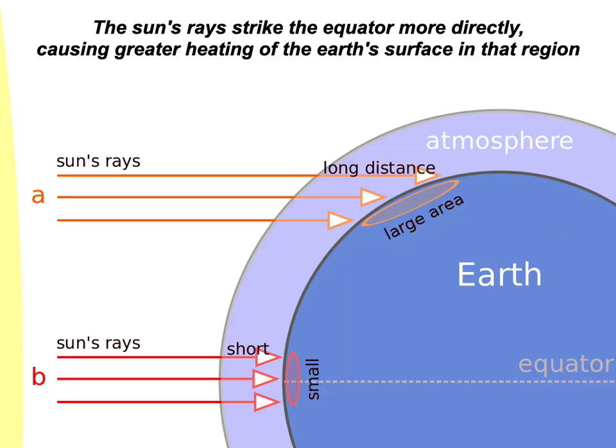The curved surface of the Earth causes the sun's rays to strike the equator more directly, resulting in greater heating of the Earth's surface in that region. The following video shows how the tilt of the Earth's axis causes seasonal differences in heating at different latitudes.